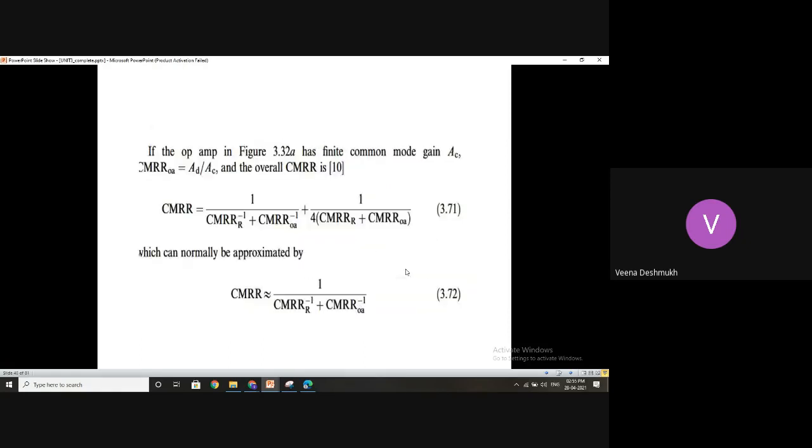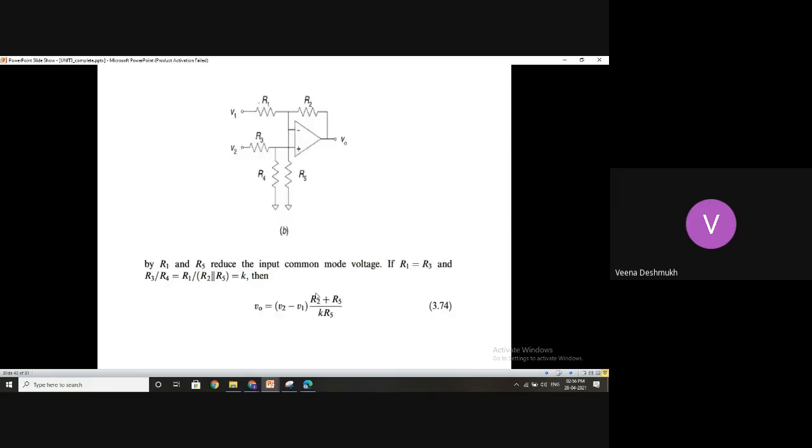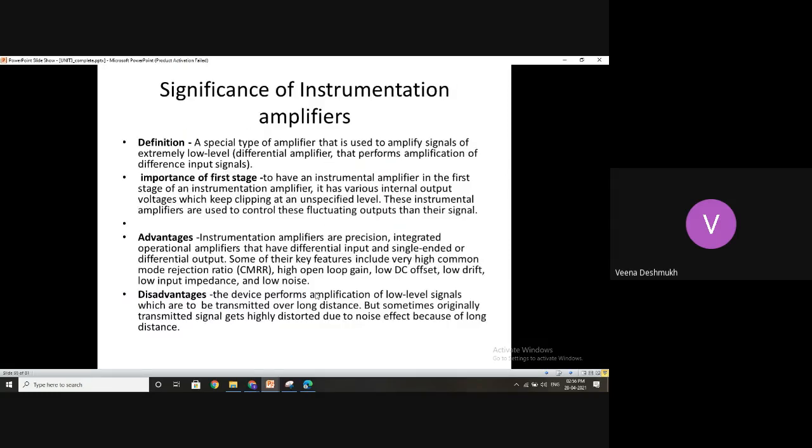Now, how can the overall common mode rejection ratio be taken when two op amps are used? The effective common mode rejection can be made equal to the inverse of this. This formula can be used in finding the overall common mode rejection ratio. So with this background of common mode rejection ratio and differential amplifiers, we'll go ahead with instrumentation amplifiers.